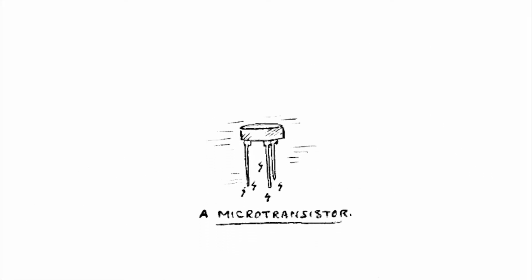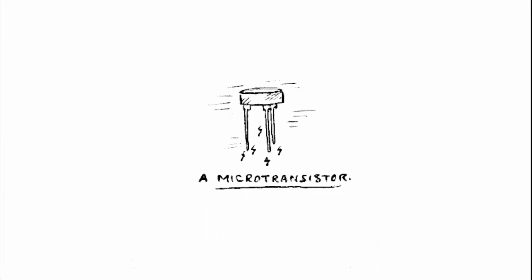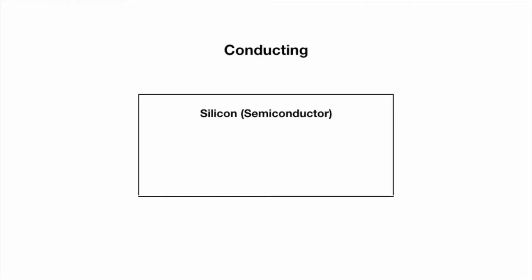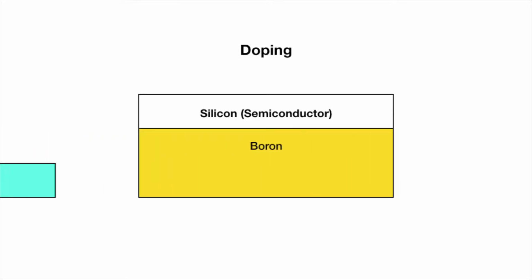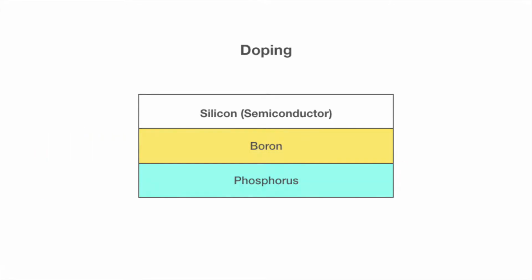Modern microtransistors are chemically etched on a piece of single silicon crystal. Silicon is a semiconductor. It conducts electricity under some conditions and acts as an insulator under others. Its resistive properties can be easily changed by adding different elements into its crystal structure through a process called doping.